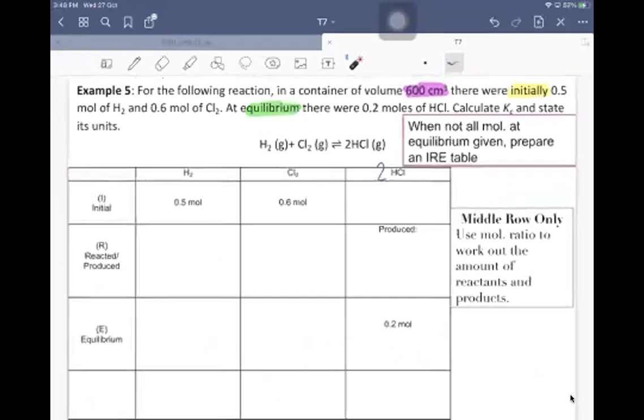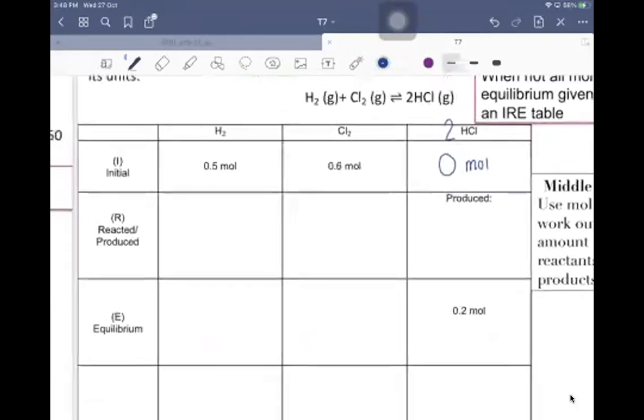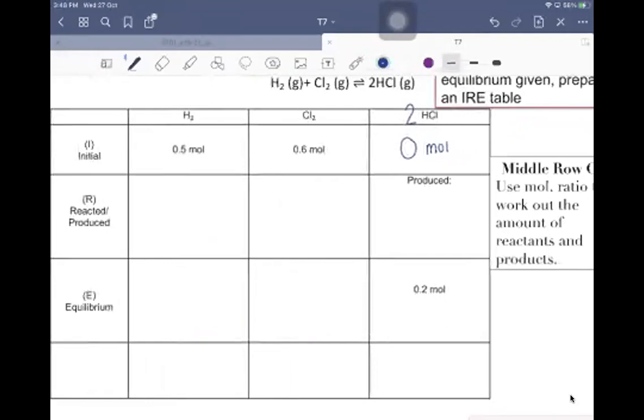So now I'm going to put down the information from the question. Initially 0.5 mole of hydrogen. So I've got it there written already. And initially 0.6 mole of chlorine. So I've got it there as well. There is no mention of product. That means there is no product at the start. Okay, so I will write down 0 mole of product when this reaction literally just started.